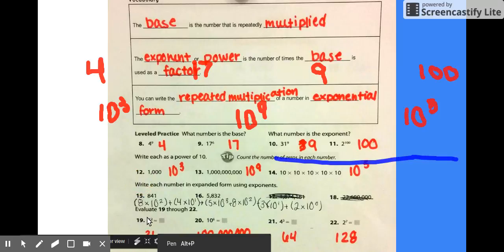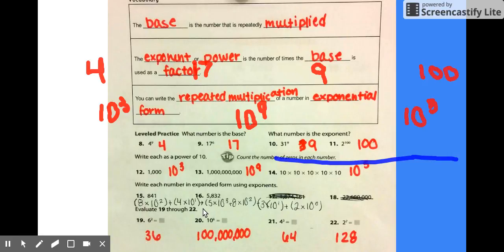So down here, to get 800, you have to multiply 8 times 10 to the 2nd. And we know this because after 8, there are 2 digits, which means it would be 10 to the 2nd. To get 4, you have to multiply 4 times 10 to the 1st, because there is 1 digit behind it. Okay. So then on number 16, to get 5,000, there's 3 digits behind that 5. 5 times 10 to the 3rd.